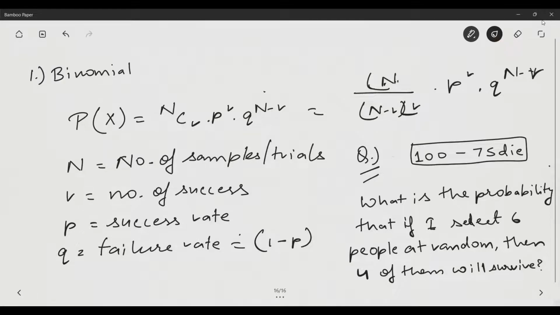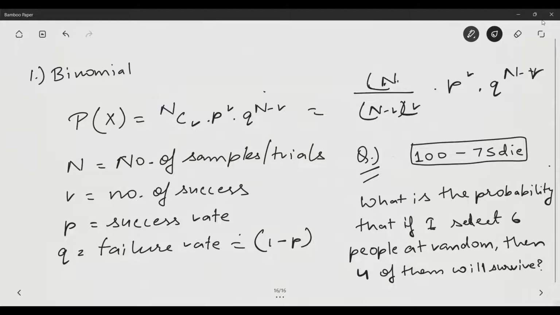And this is a rate going on, a ratio going on. In some hospital, out of 100% suffering from corona, 75 will die. Now, what is the probability that if I select 6 people at random, then 4 of them will survive? Now here just identify N, R, P, and Q.